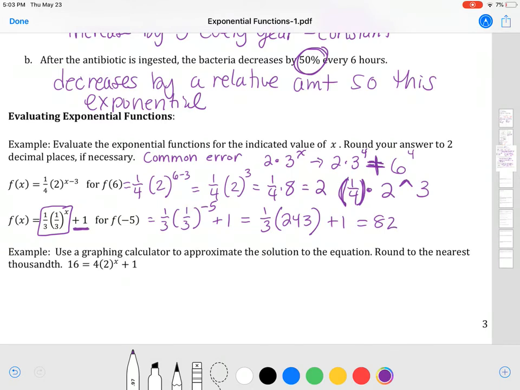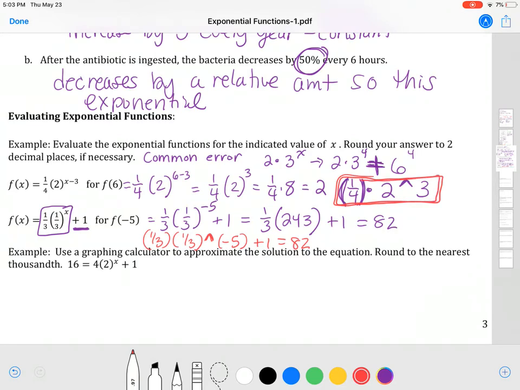If you want to put this in your calculator, I'll do this in a different color, you would put it in as 1/3 in parentheses times 1/3 in parentheses, and then you put your little caret symbol in there, and then in parentheses you put -5 and then plus 1, and you should get out 82. And so I'll circle this in red here too. This is how you would put it in on the calculator for the first example.